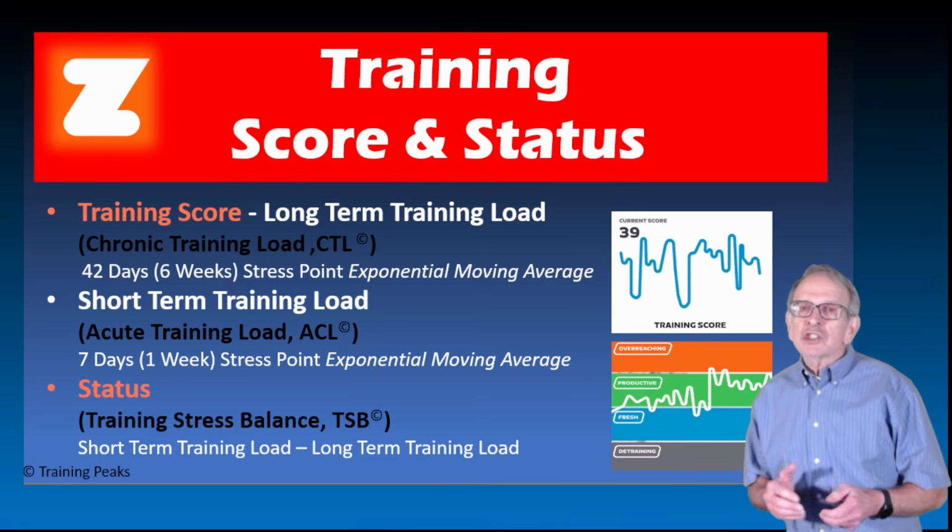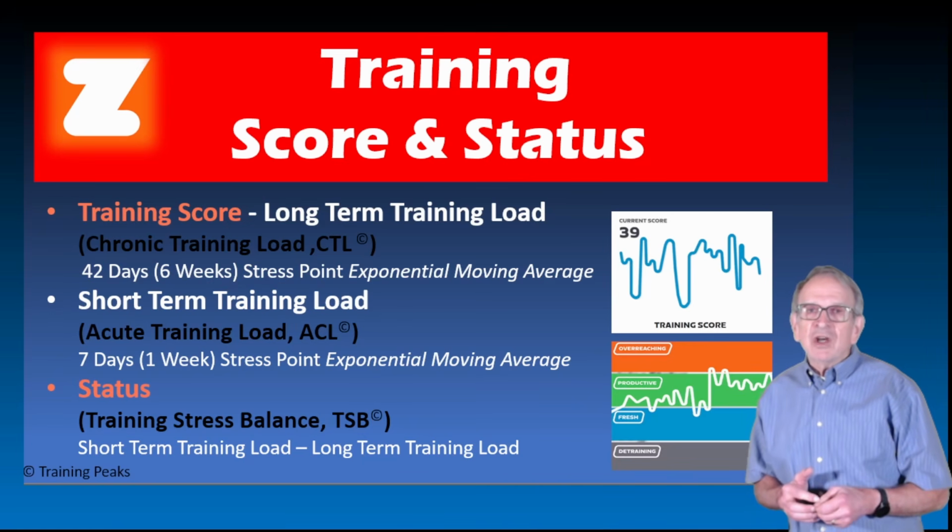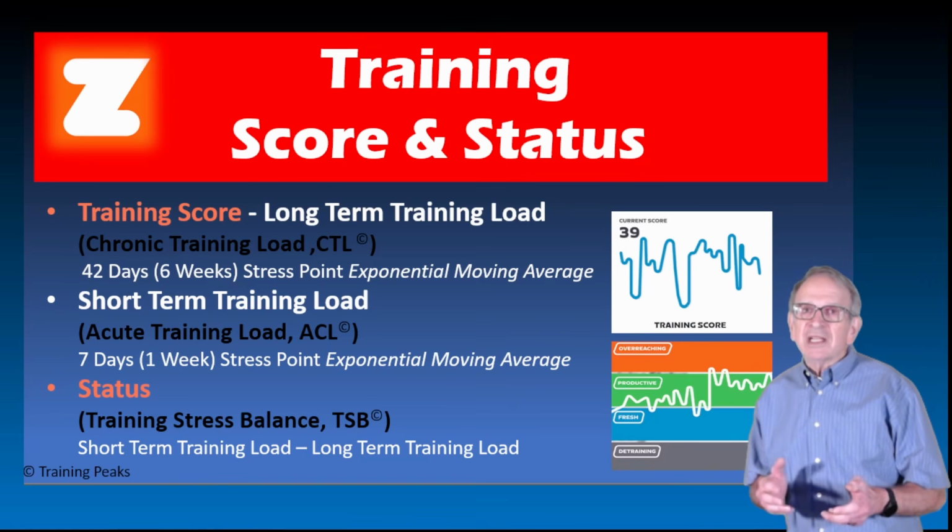The next one is your short-term training load. It's your 7-day or 1-week exponential moving average of your stress points. Training Peaks calls it your acute training load. Zwift doesn't directly report this measure, but it's needed in order to determine your status.